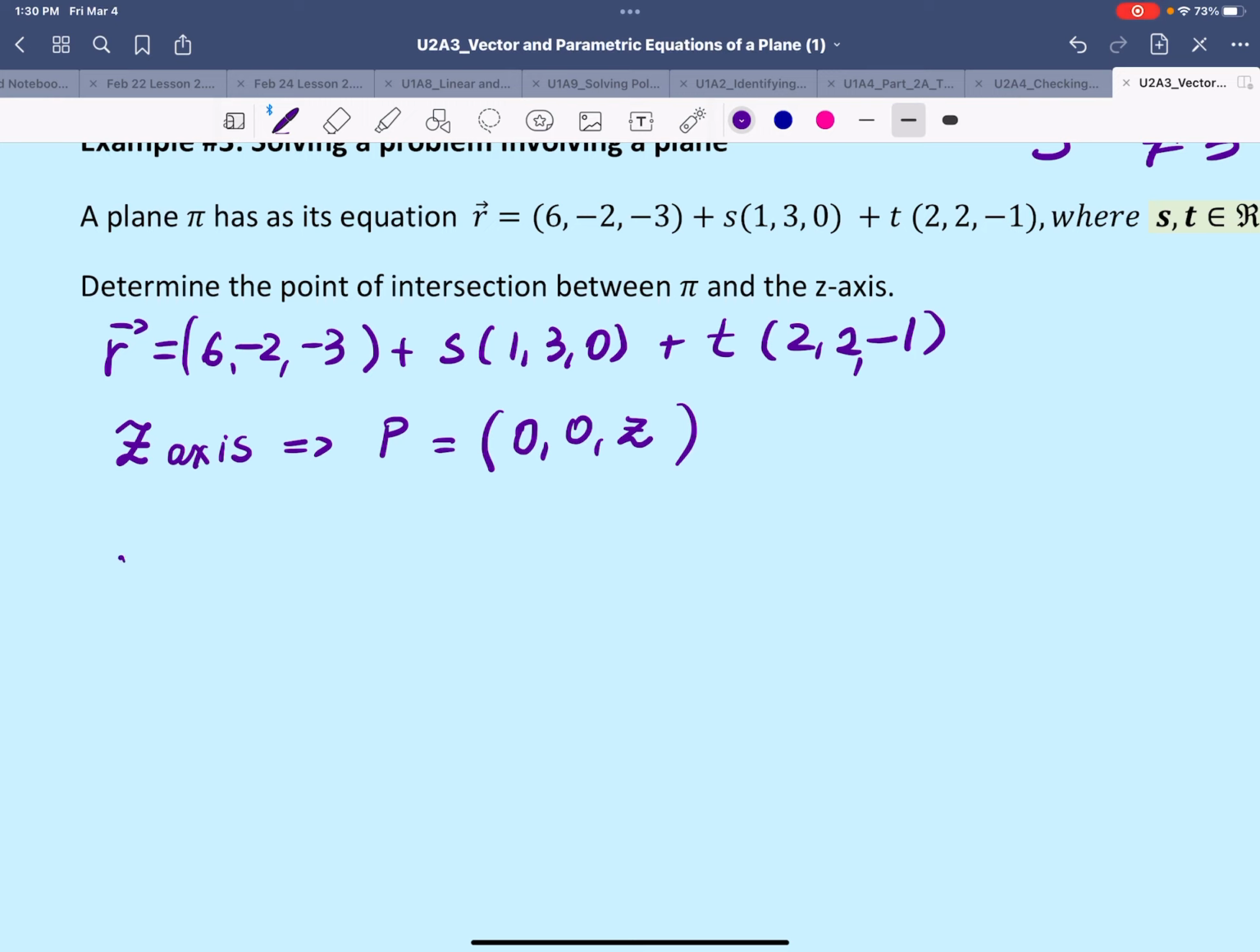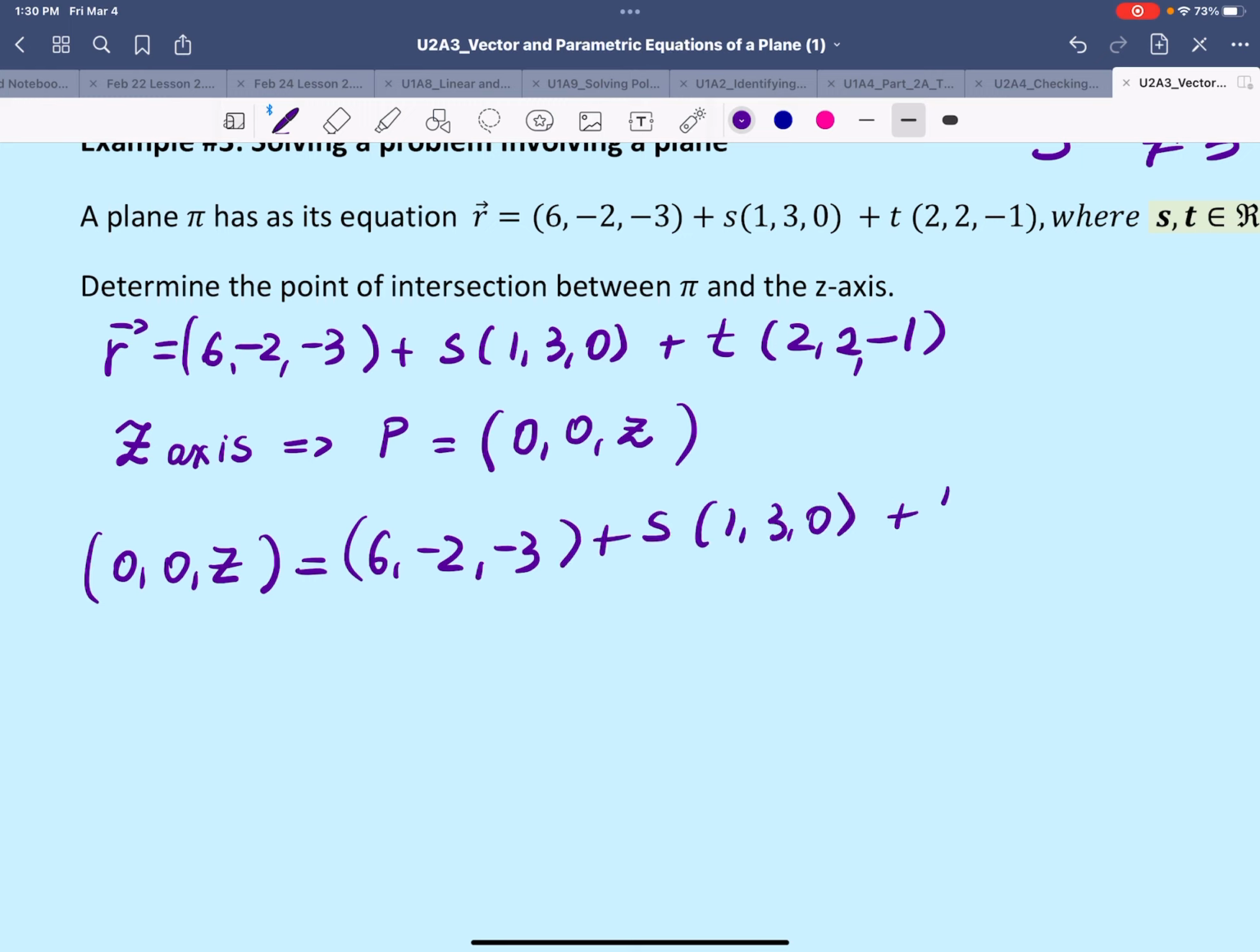So here we go. We have (0, 0, z) equals (6, -2, -3) plus s(1, 3, 0) plus t(2, 2, -1). So let's build the parametric equations so that we can figure out the values of s and t. So we have 0 equals 6 plus s plus 2t. So s plus 2t equals 6.